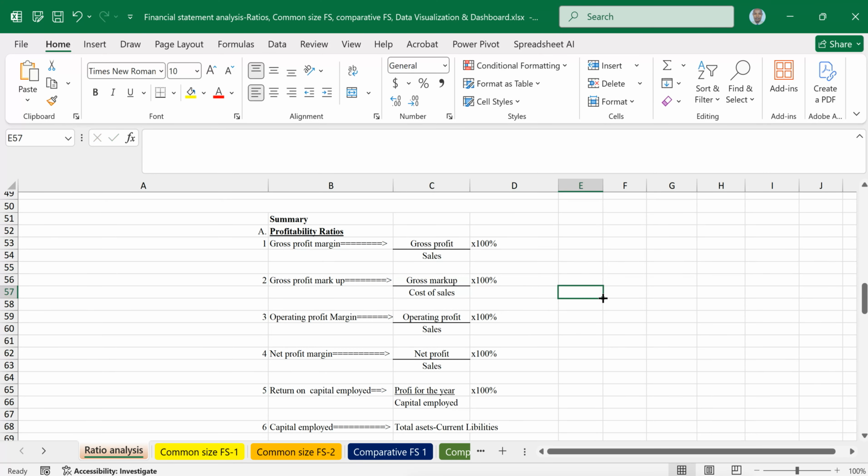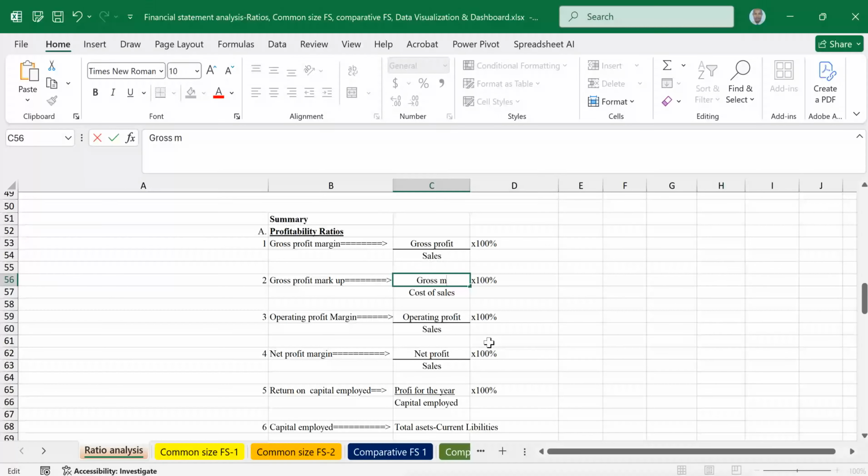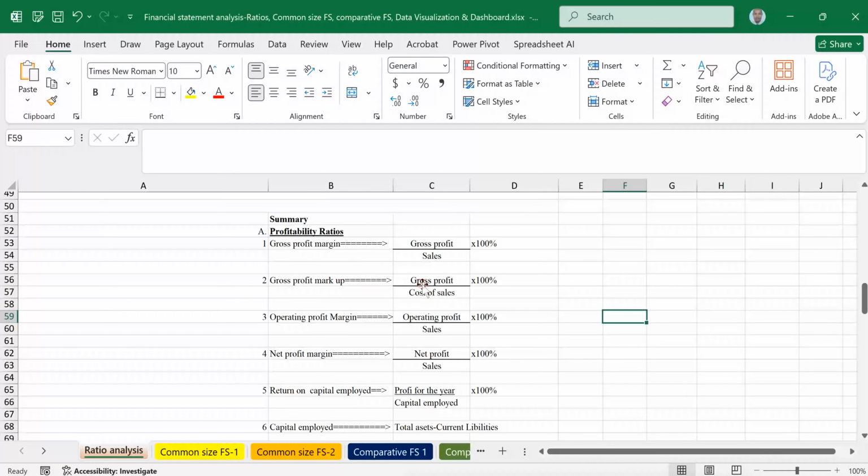Now, gross profit markup, as you can see, is simply gross profit over cost of sales times 100%. The second ratio, that is gross profit markup, simply tells you the profit that you loaded on the cost of production. So how much profit did you load on the cost of production? That is gross profit over cost of sales, then you multiply that times 100%. Now, this other one is profits on selling prices, while this one here is profits on the cost.